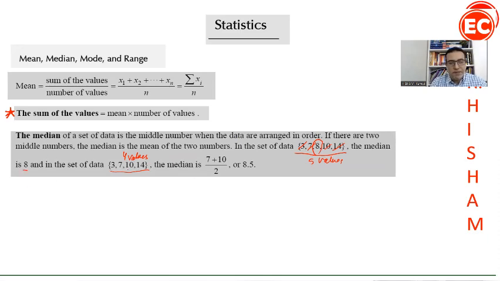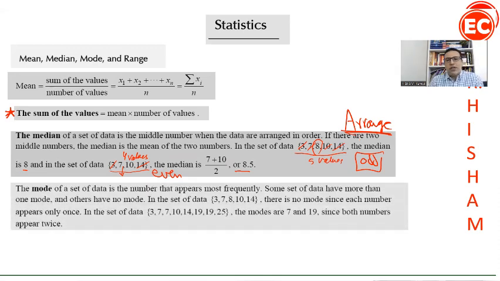But if it's 4 values and you want to find the median, first you should arrange them, and as we can see, the values here are arranged: 3, 7, 10, and 14. The number in the middle, between 7 and 10 after canceling 14 and 3, is 7 plus 10 divided by 2, which is equal to 8.5. So if the number of values is odd, I take the number in the middle. But if the number of values is even, I add the 2 values in the middle and divide by 2. And don't forget, for the median, it's very important to arrange first.